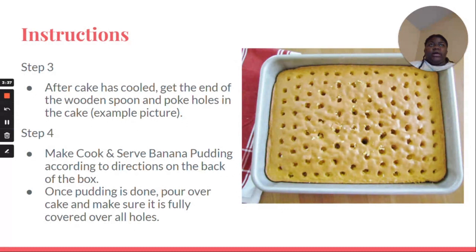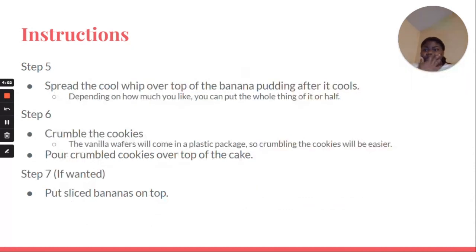And then step 4 is to make the cook and serve banana pudding according to the directions on the box. You'll get the pan, and then you put the cook and serve banana pudding in there, and then use, I think, 4 cups of milk, and then cook it on the stove. And then immediately when it's done, you'll pour over the top and spread it out. Make sure it covers all the holes fully. So the inside of the cake will be like the banana pudding and you can taste it.